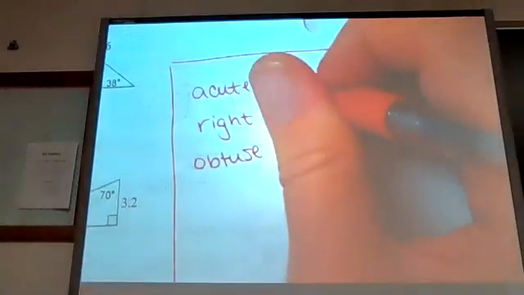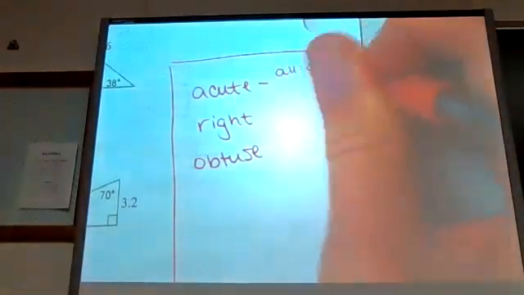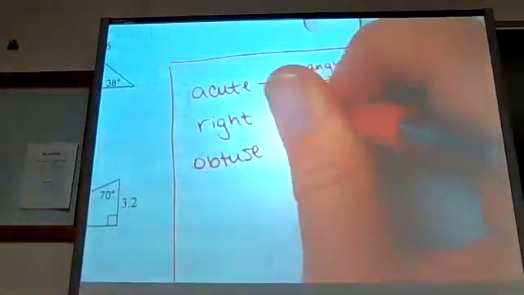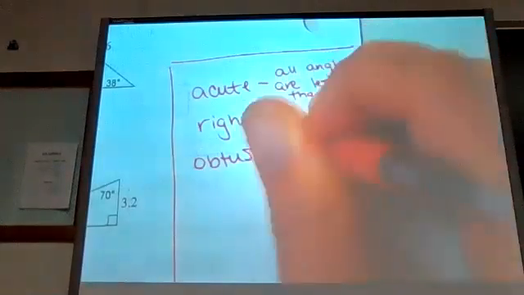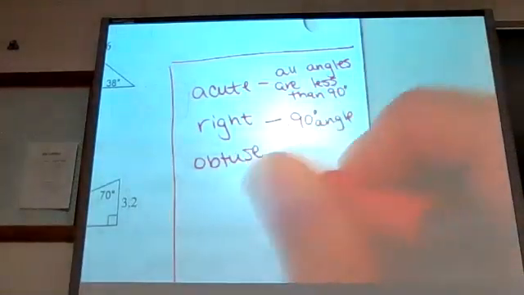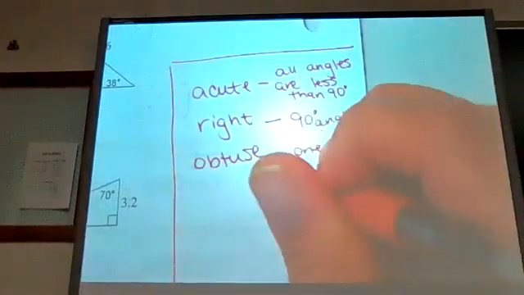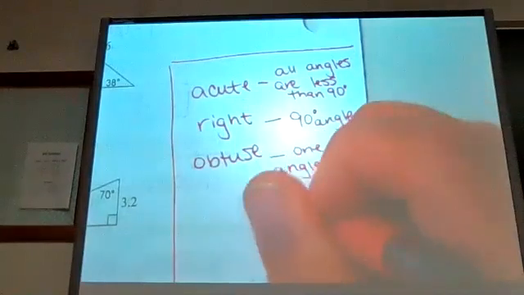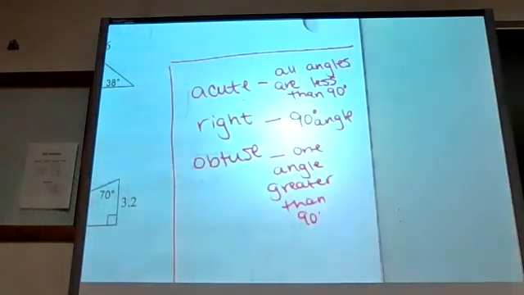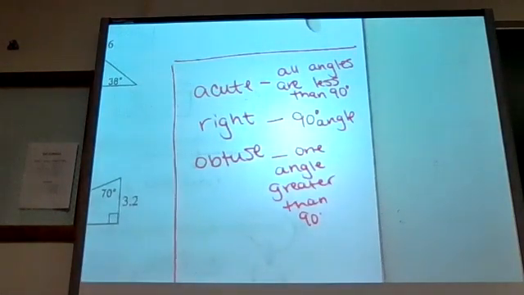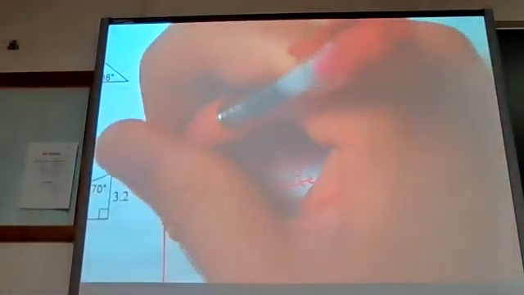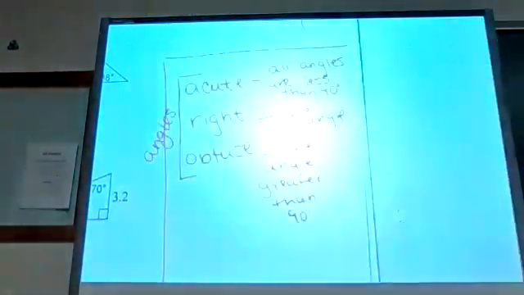So acute means all of the angles are what? Below 90 degrees. Less than 90. A right triangle, we have a 90-degree angle, just one. And in an obtuse triangle, we have one angle that is greater than 90 degrees. So this is classifying by angles.